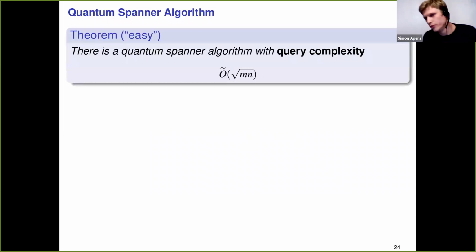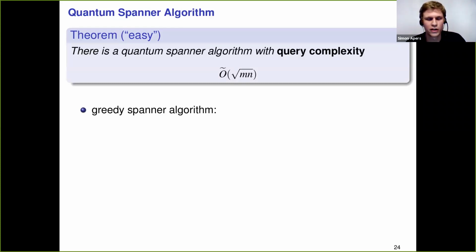What's not too hard to prove is that there is a quantum algorithm which explicitly constructs a spanner inside the graph, which has query complexity scaling with square root of mn. By query complexity, I mean the number of quantum queries that we have to make to the adjacency list of the input graph. It's not too hard to prove that the query complexity of a quantum spanner algorithm is at most square root of mn, basically by starting off with the classical greedy spanner algorithm.